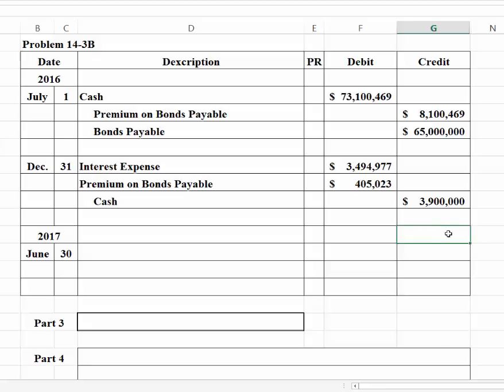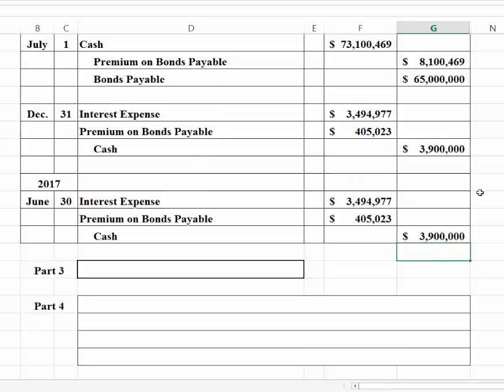Because this is a straight line amortization of the premium, the journal entry should look exactly the same as the December 31st, 2016 entry, which would be a debit to interest expense for $3,494,977, a debit to premium on bonds payable for $405,023, and a credit to cash for $3,900,000.